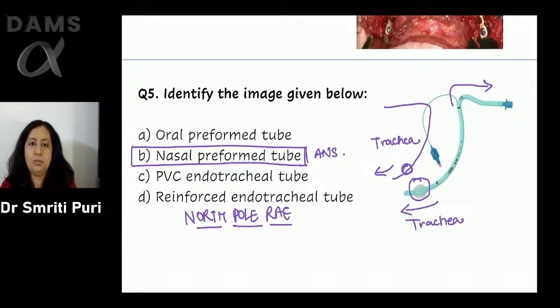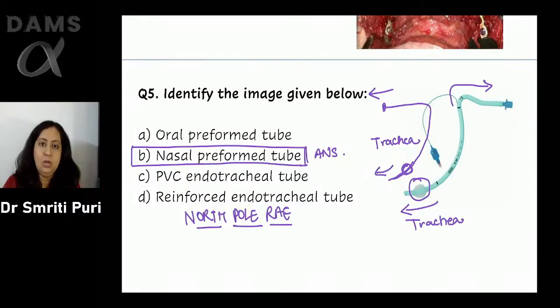So if you have a tube which has a bend towards this side, you have to imagine that this is going to the trachea, so the bend is towards the foot end of the patient or the south pole of the patient. So this will be inserted orally and this becomes a south pole RA. So N for north, N for nasal, and the south is oral. This is how you have to remember. Understood, Utkarsh? Is it clear? Deepa, is it clear?